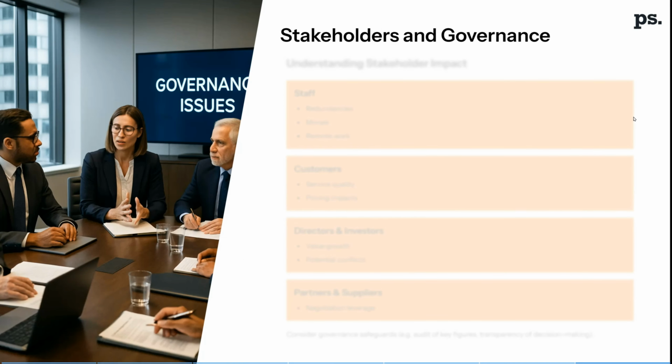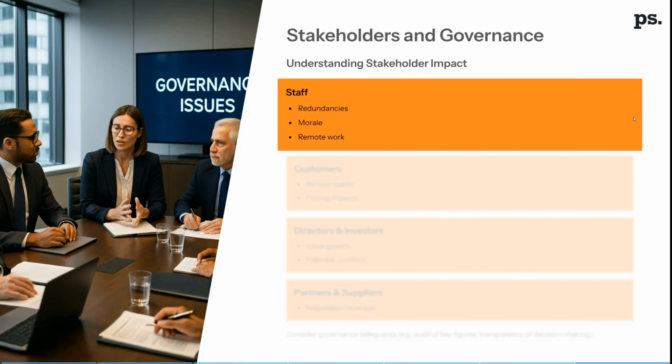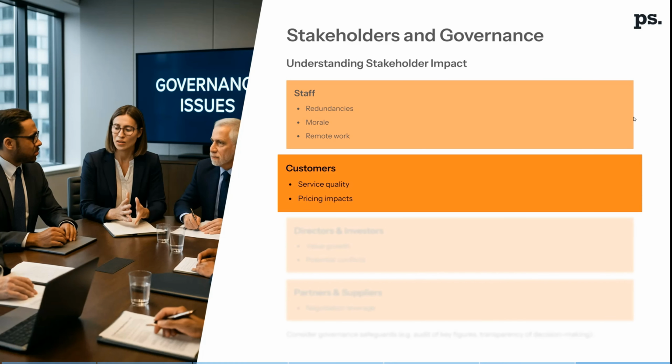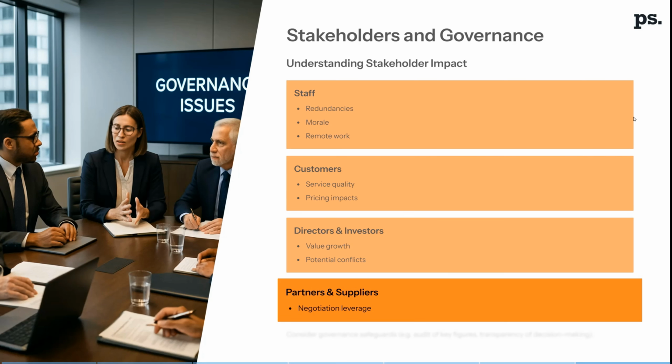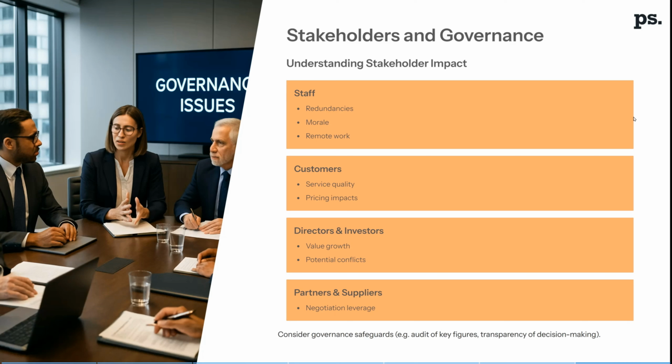Moving into the final area now, so stakeholders and governance. So understanding stakeholder impact, something we hinted at a bit earlier, but if you comment on how the project's going to affect staff, such as redundancies, morale, remote working, that can be judgment marks. Customers, service quality, pricing, and impacts there. Directors and investors, value growth, potential conflicts. Partners and suppliers, negotiation, leverage, and the terms of the contracts. All of these are judgment marks. Consider governance safeguards, for example, auditing of key figures, transparency of decision-making. This overlaps a bit with ethics as well.